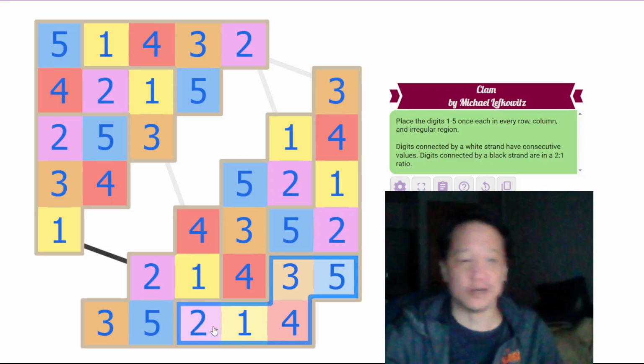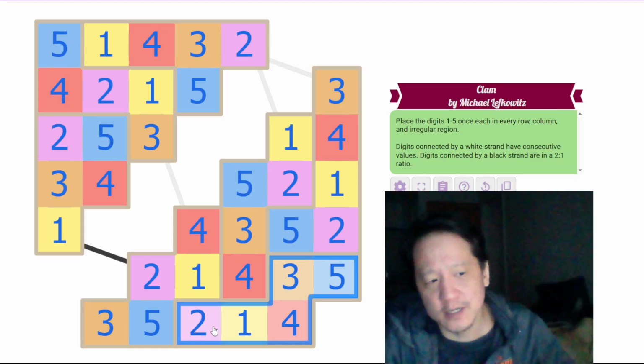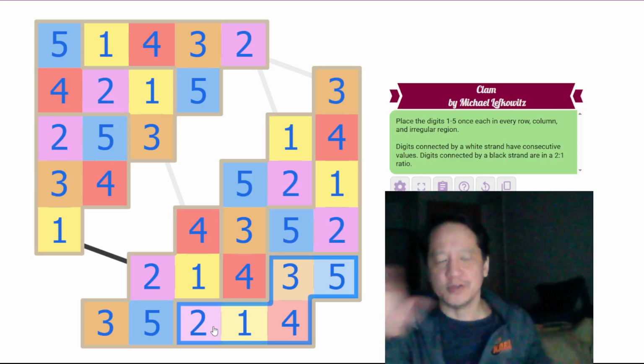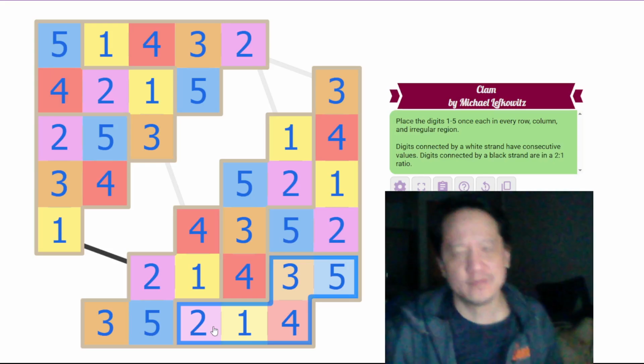Very cool puzzle, though. Very cool puzzle. It's an interesting dynamic of when you have more regions than you have digits, which is fascinating.